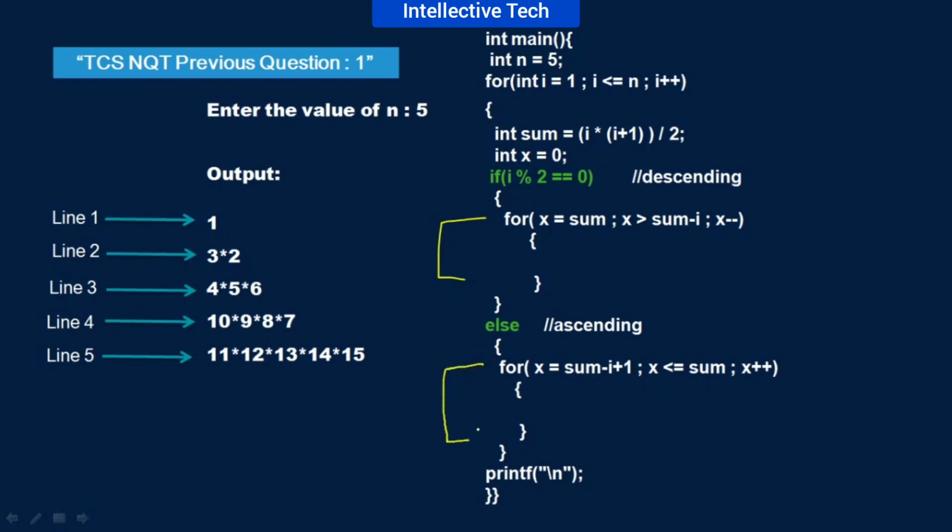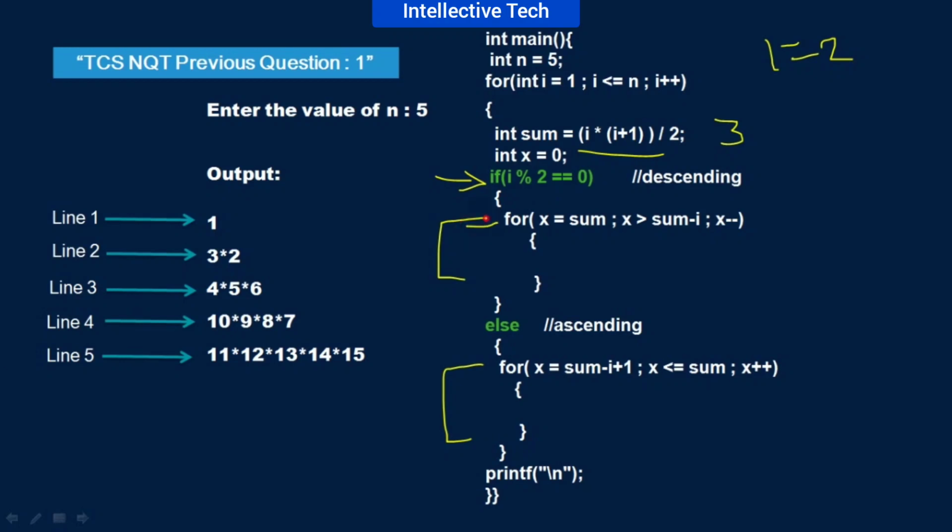Okay, so let's suppose I value is 2, which is even. So let's write here I equal to 2. What is the sum of the first two natural numbers? That will be 3. So sum will hold 3. Okay, we will come to this line: if I modulo 2 double equal to 0. I value is 2, 2 modulo 2 double equal to 0, condition is true.